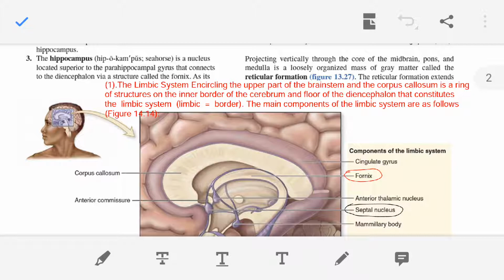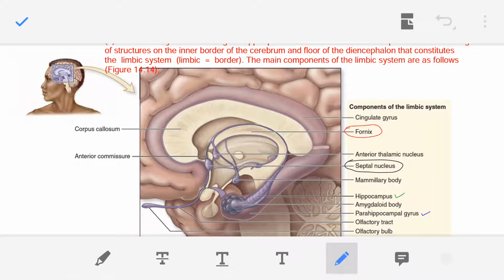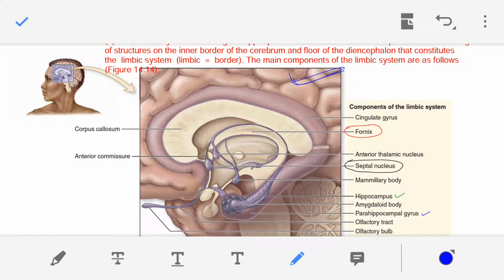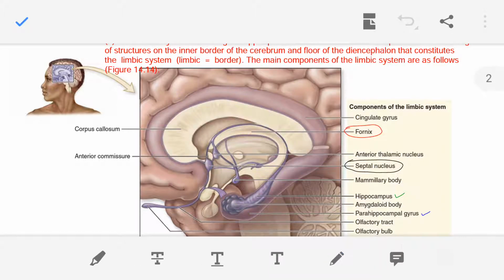In the figure, this one is the cerebrum, and inferior to it is this ring-like part, this purple color portion. Purple and blue colors they have used. So this purple-blue structure is the limbic system.